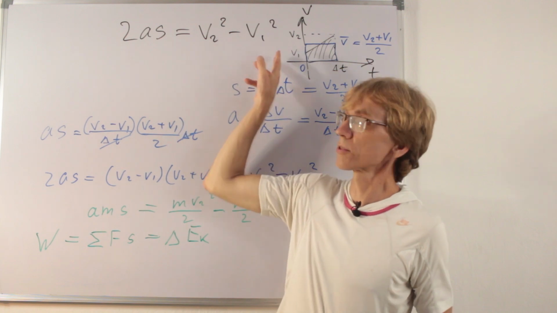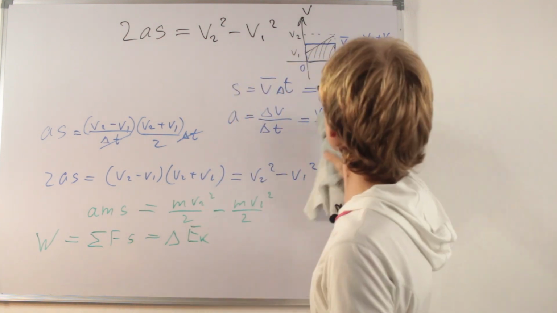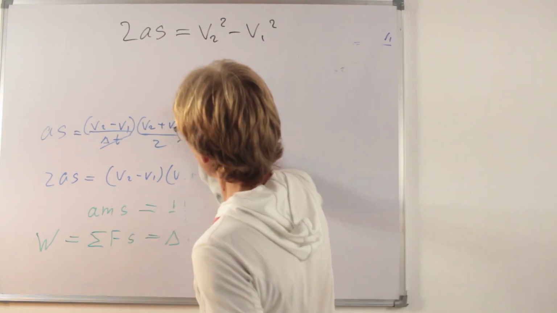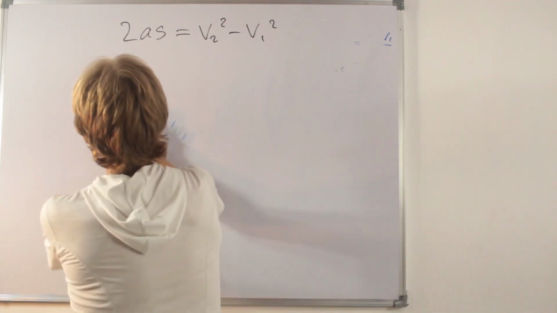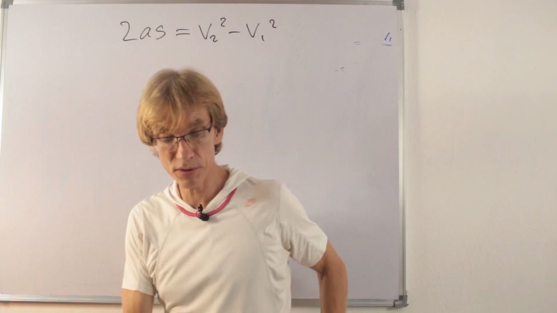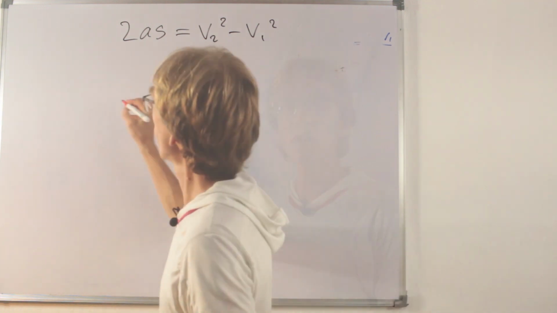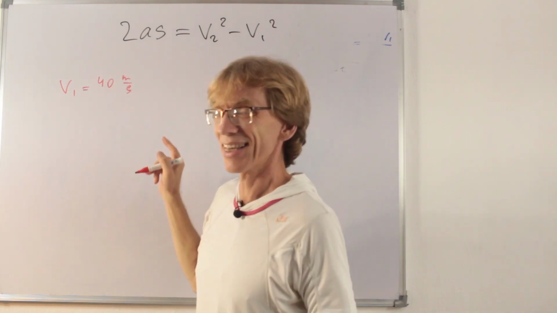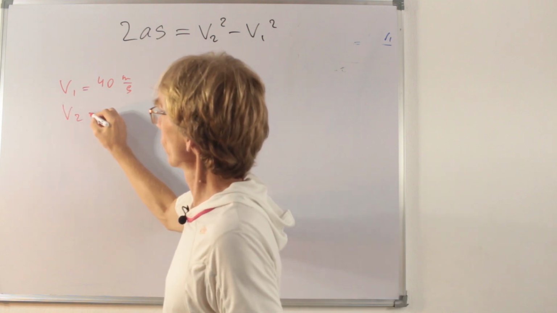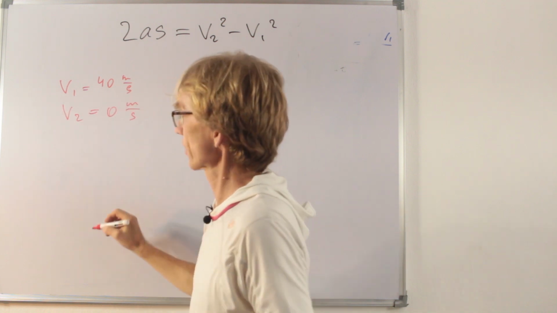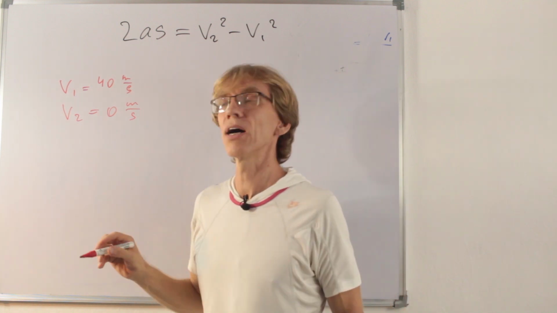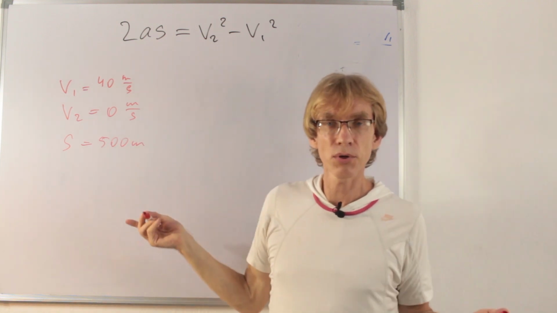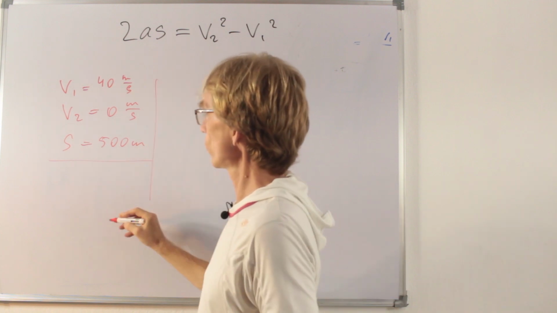Now, let's try to use this equation to solve some simple problem. For example, we have a train which is moving with velocity 40 meters per second, and it is coming to a stop over the distance of 500 meters. Initial velocity 40 meters per second. It comes to a stop. What do you know about final velocity? It's 0 meters per second. It comes to a stop over the distance of 500 meters, so displacement is 500 meters. The question is, with which acceleration did it move when it was stopping?